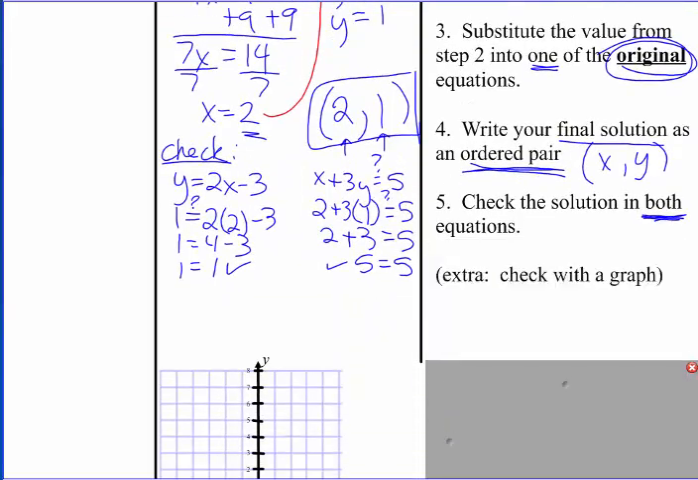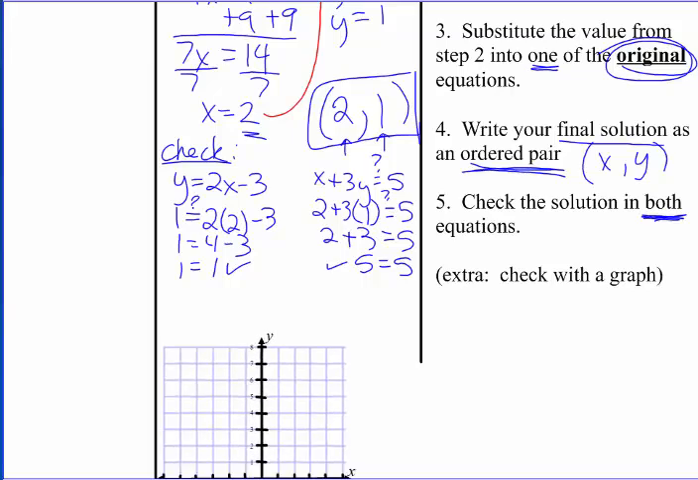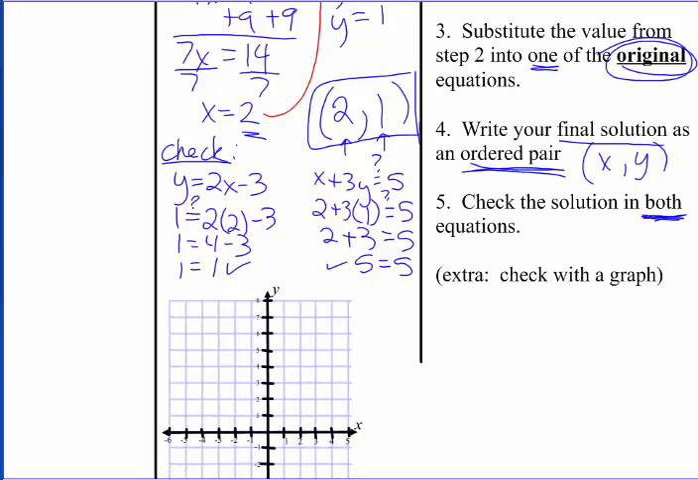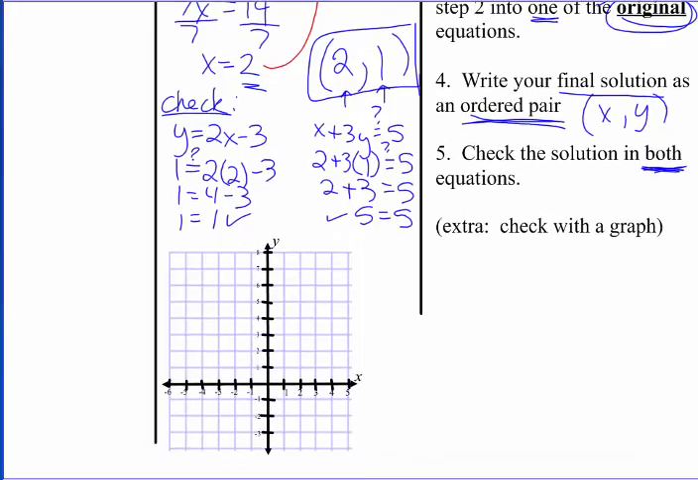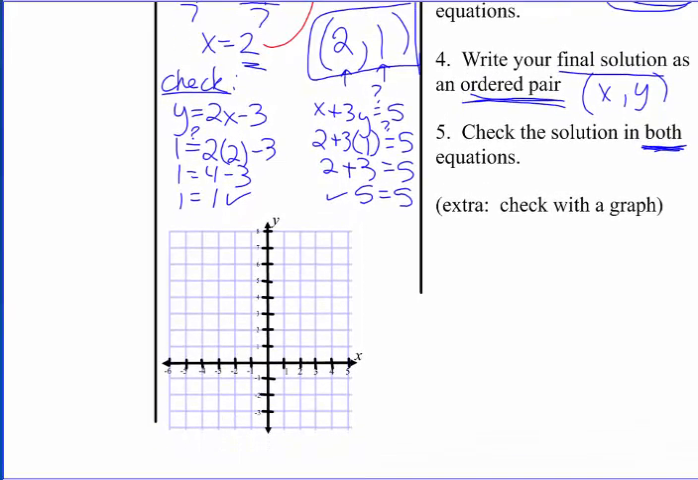Another way to check, and a good way to use on your work samples as a reflection, is to then graph it to see if it does intersect at the point that you have found. So then the first one, y equals 2x minus 3. So the y-intercept is negative 3. So there's your y-intercept. We have a slope of 2, so we go up 2 over 1. And draw your line. Okay, so that's our first line.